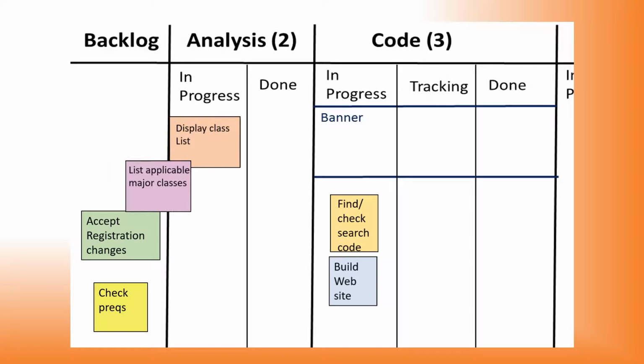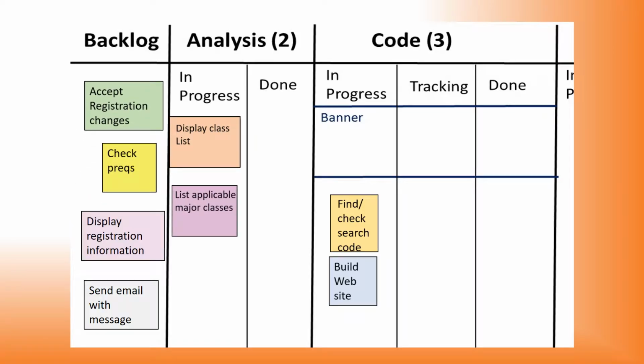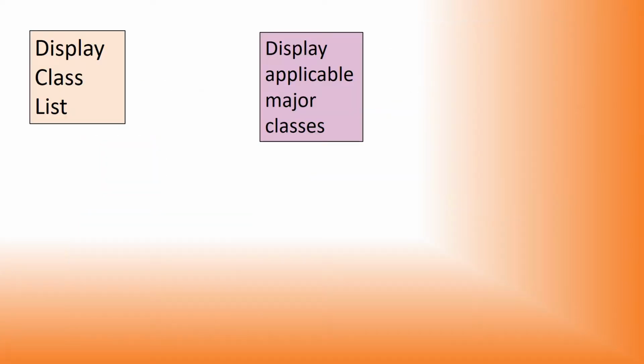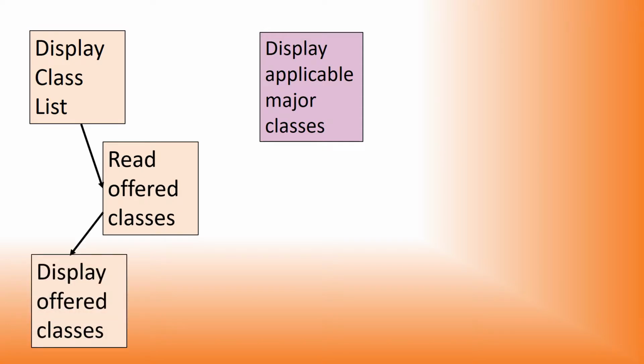Yoshi pulls the next two cards from the backlog into the analysis section, and adds the next two cards from the pile to the backlog. To display a class list, we need to read the classes offered for next semester, and then write code to display them on the website.